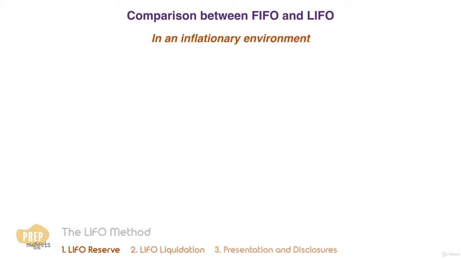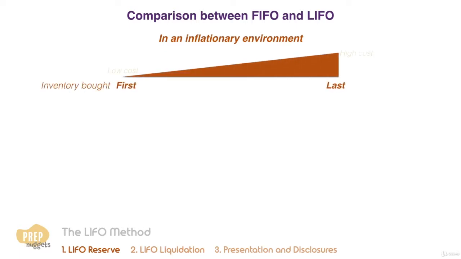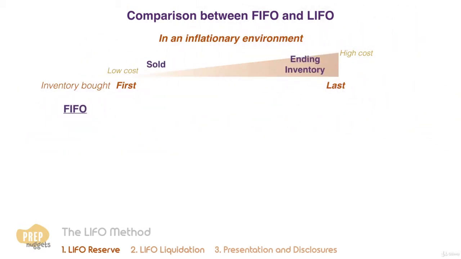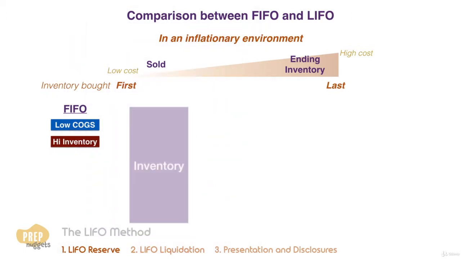Firstly, in an inflationary environment, the cost of the inventory bought first are of lower cost than those that are bought last. As such, the goods sold are of lower cost and the ending inventory are of higher cost under FIFO. Hence, the cost of goods sold in the income statement is lower, while the inventory value on the balance sheet is higher.